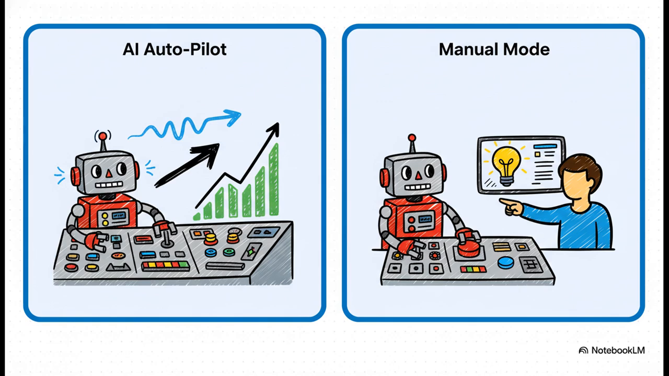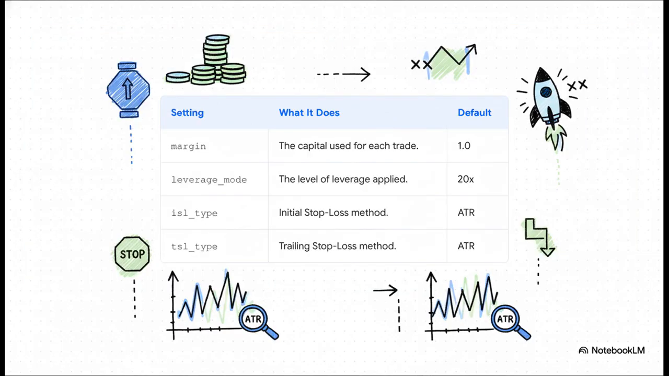Okay, this table looks a little technical, but it's actually where you get to tune the bot's engine. Margin, that's just how much capital you're putting on each trade. Leverage mode, that's your risk multiplier. And then you have ISL type and TSL type. These are your safety nets, your initial and trailing stop losses. The default is ATR, which stands for average true range. All that means is the bot sets your stop loss based on how volatile the market has been lately, which is a really smart, dynamic way to manage your risk.